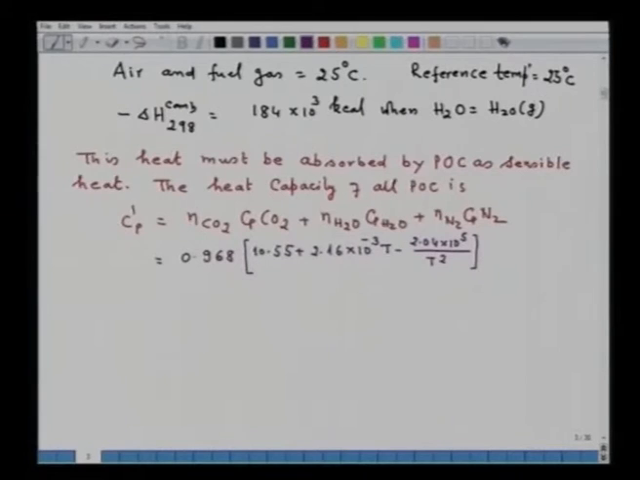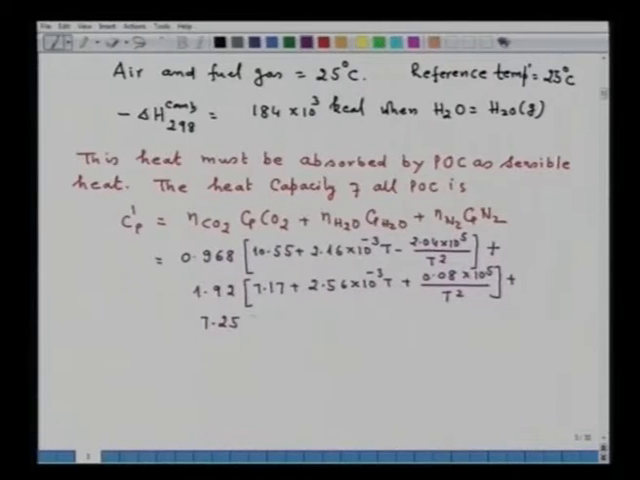This is about nCO2 CpCO2 plus 1.92, the moles of H2O, 7.17 plus 2.56 into 10 to the power minus 3 T plus 0.08 into 10 to the power 5 T square, plus 2 N2 is 7.25, 7.25 into 6.66 plus 1.02 into 10 to the power minus 3 T.